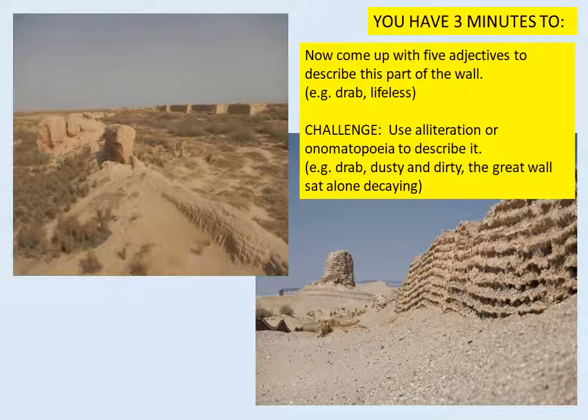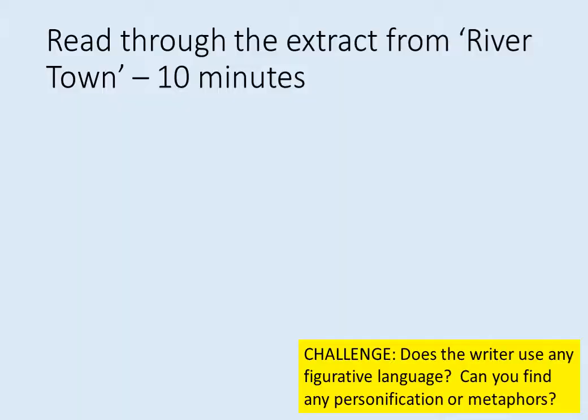So an example of alliteration is drab, dusty and dirty, also a tricolon. The Great Wall sat alone decaying. So sat alone is also personification because it gives it a human characteristic. So please pause the video for 3 minutes.